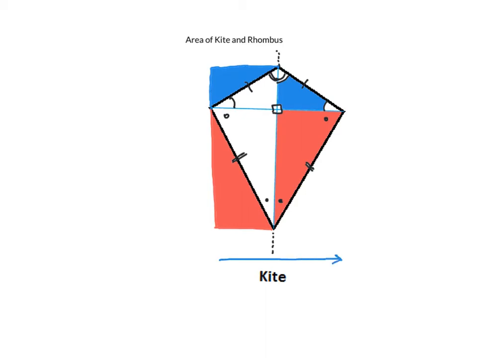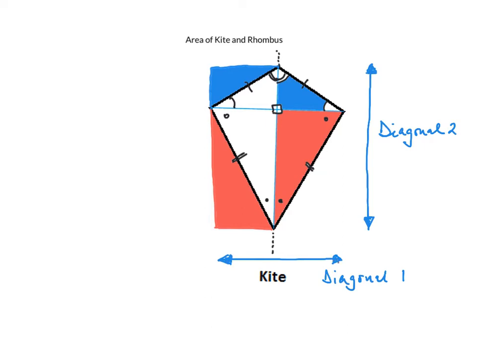Now, this here is one of the diagonals. That's the original width of the kite. We could call that diagonal 1. And this here is the height of the kite. That's also a diagonal. We could call that diagonal 2. Now, so we started off with a kite and we ended up with a rectangle.